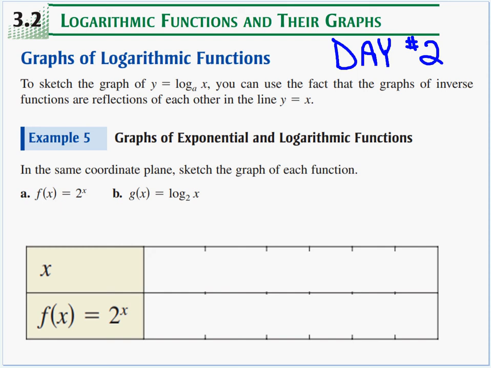Welcome back to section 3.2. This will be our second day on here, doing a few more examples. And today we're actually going to graph a logarithmic function.